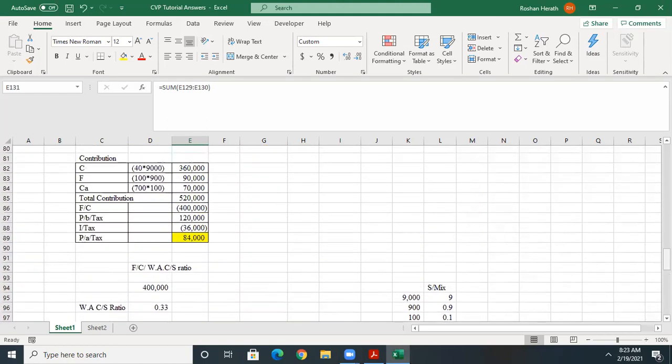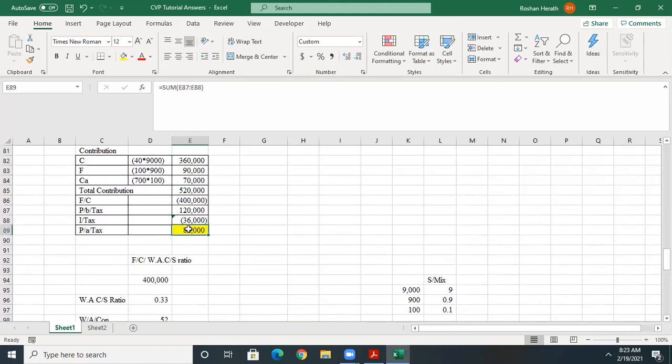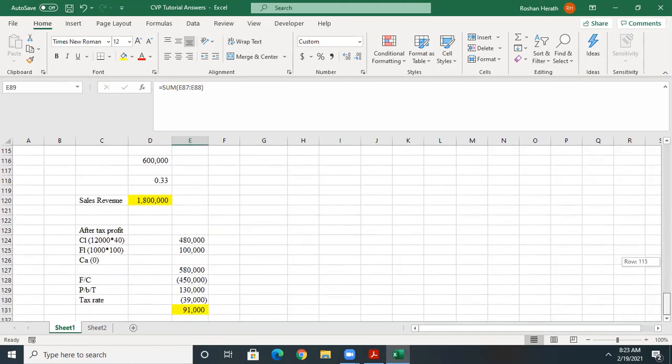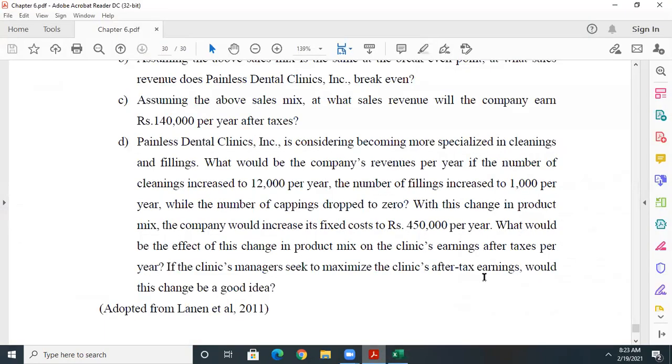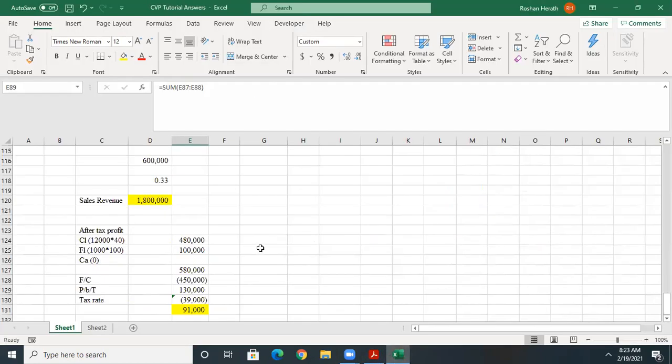Originally, how much did you earn? 84,000. So therefore, if you make this decision in terms of financial figures, in terms of finance, you can say it's a good idea, right? It's a good idea. Why is that? Because it increases your profit by 7,000.